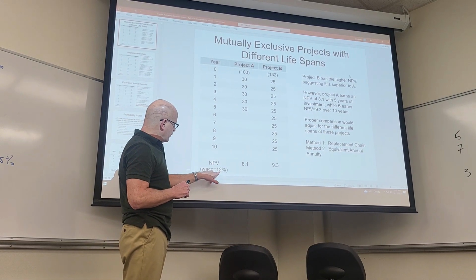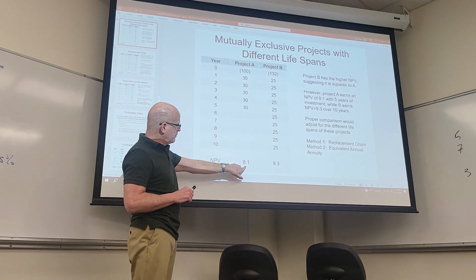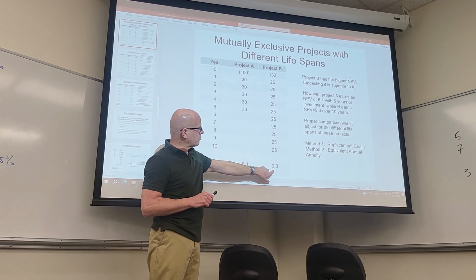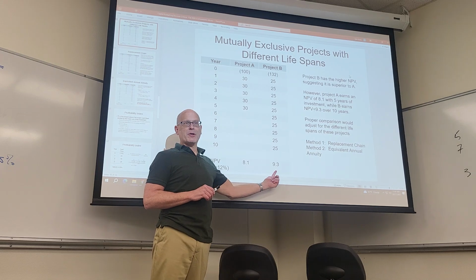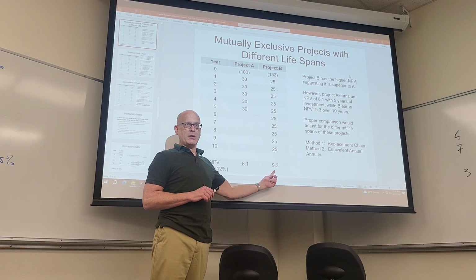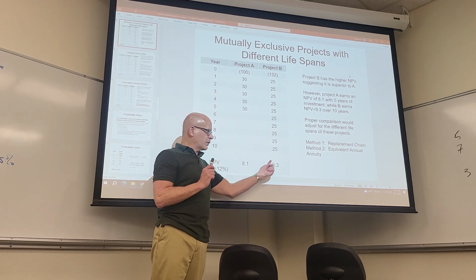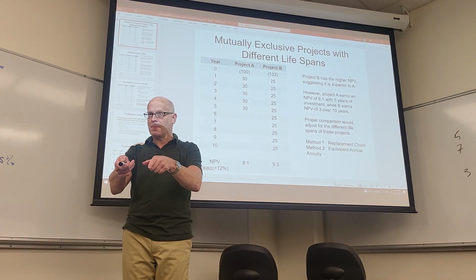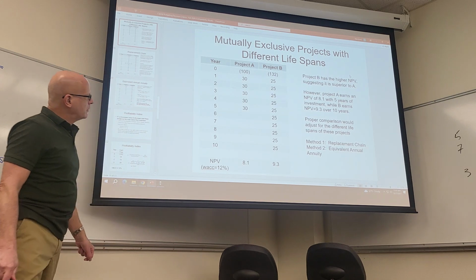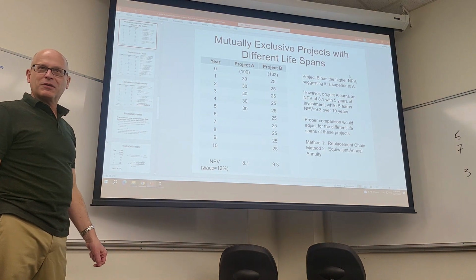Cost of capital is 12%, so I get NPV is 8.1 and then 9.3. And it looks like B's the better project, right? I should take B. I can only take one or the other, and they're mutually exclusive. B looks better, higher net present value. But there's a problem with this. What's the problem here?